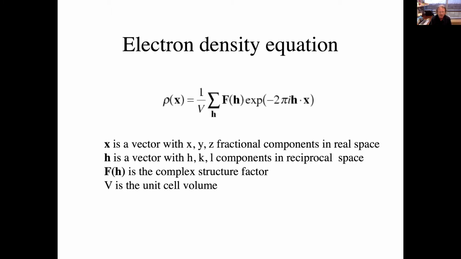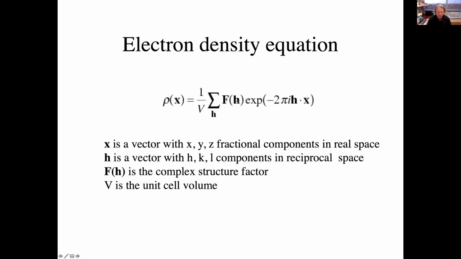Now, let me start with a reminder of the crystallographic electron density equation. Rho here, which is commonly used for density, represents the electron density. It's a function of three variables, x, y, and z, sometimes denoted by a vector x, that's why it's bold. And you can calculate this electron density from this Fourier summation if you know the complex structure factors that come from the Fourier transform of the density. Then you can do this inverse Fourier transform to recover the density.